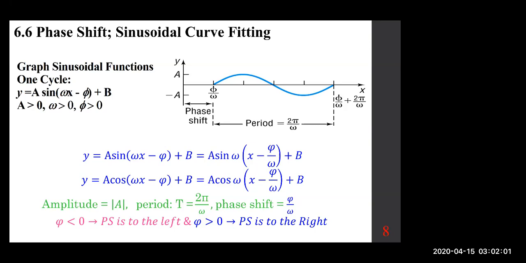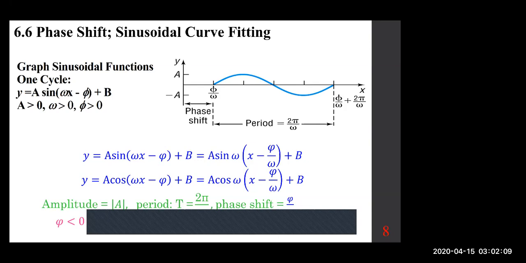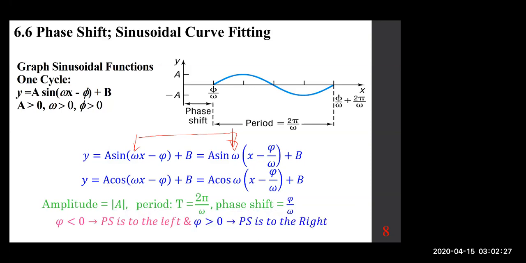If we factor out the omega, I want you to see what happens from here to here. We factor out the omega, and x becomes by itself, so it's x minus phi over omega, okay? Now, when you write it in this format, your amplitude is still A, your period is 2 pi divided by omega, your phase shift is phi over omega, okay? And so if omega is positive, that means this negative sign remains unchanged and it shifts to the right. If it's negative, the negative sign changes to positive and it shifts to the left.